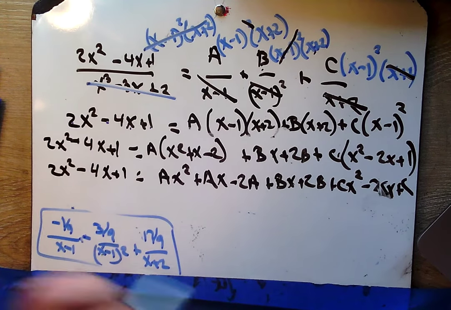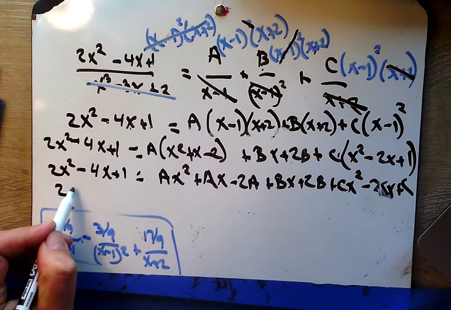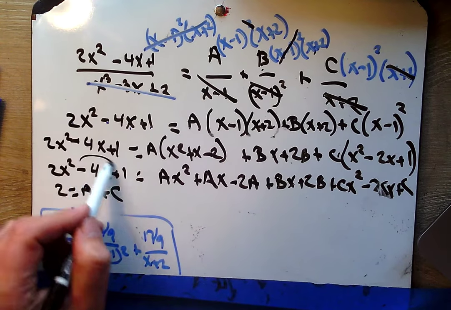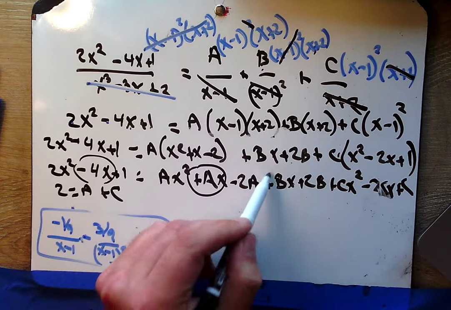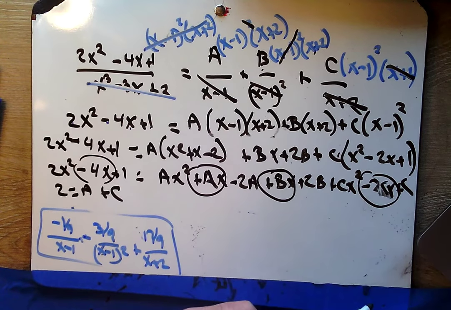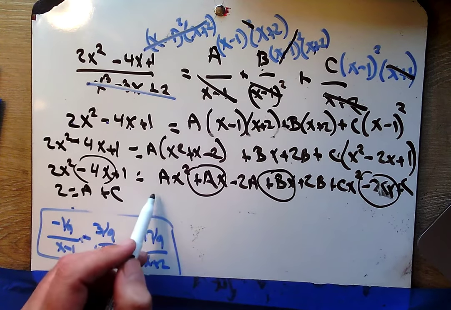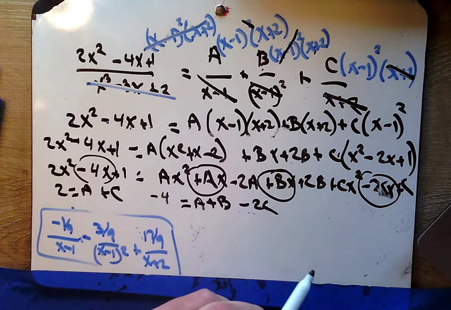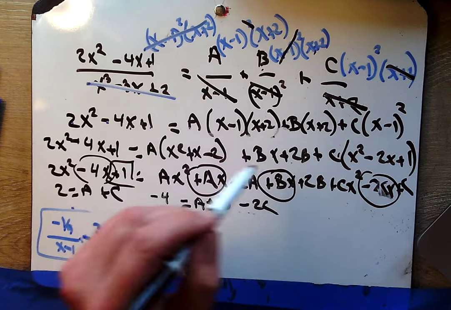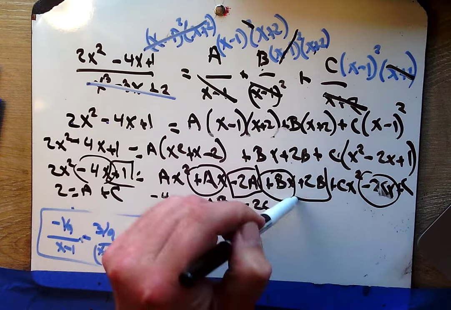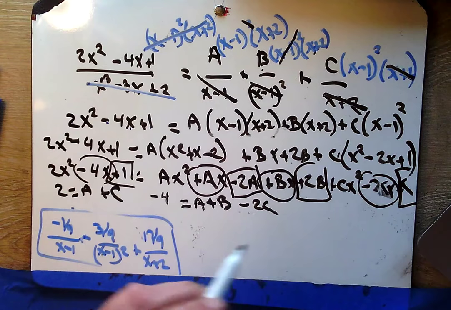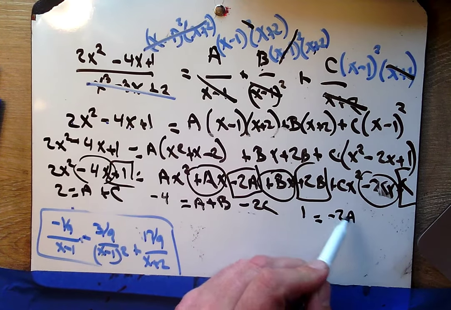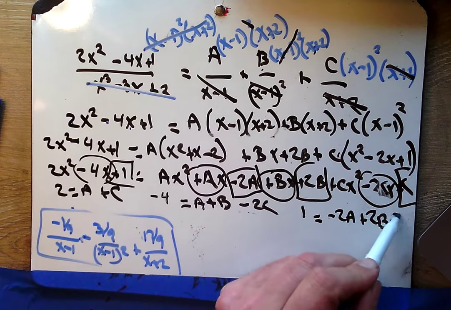Okay, so I grouped the stuff with x squareds together: 2 equals a plus c. And I grouped the stuff with x to the first things together. So now I'm going to have -4 equals a plus b minus 2c. And finally, the things that have no x's attached to them, and that's going to be 1 equals -2a plus 2b minus 2c.